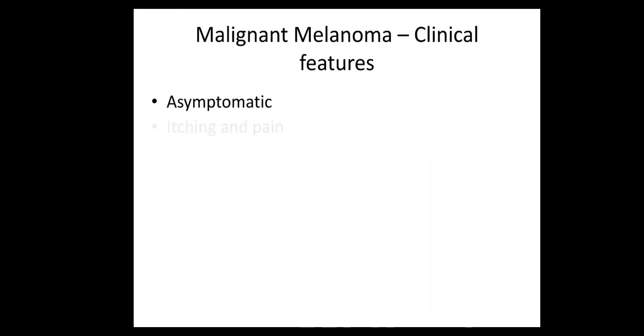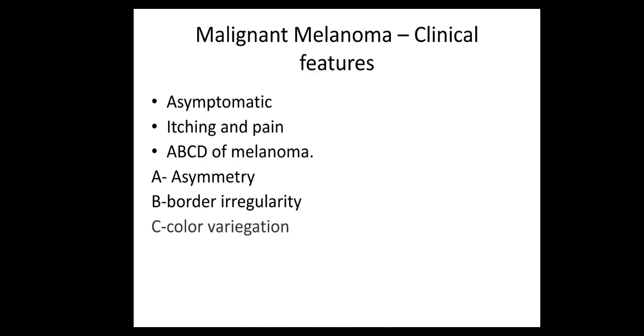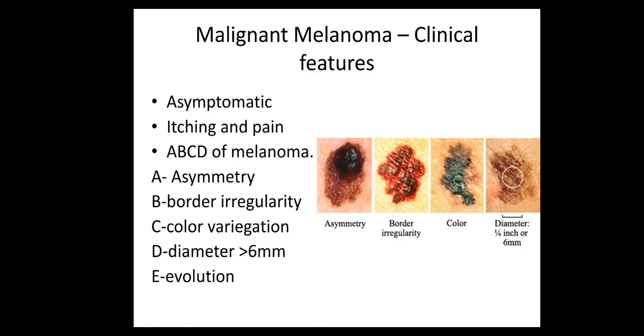What are the clinical features of malignant melanoma? They are usually asymptomatic. Some of them present with itching and pain, and typically there is a mnemonic for you to remember. It is ABCD. What is A? A is asymmetry. B, border irregularity. C is color variation, and D, a diameter more than 6 millimeters. Okay, E is nothing but evolution. That means it can evolve and turn into malignancy anytime. That is, a nevus itself can change and turn malignant.